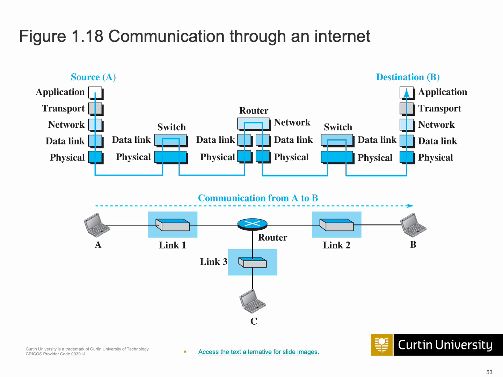Again it will go up and come down, and then the switch is connecting to the destination B with a physical link, and then when the message comes to destination B, it will go through the stack from physical, data link, network, transport, application layer into destination B. So that is the path taken by a message going from source A to destination B.